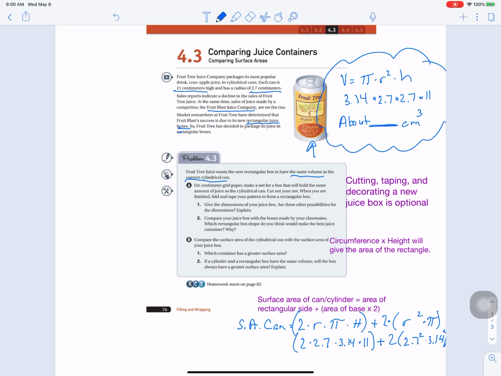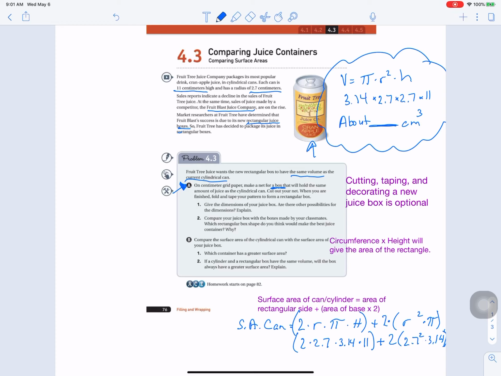Okay, so Fruit Tree Juice wants the new rectangular box to have the same volume as the current cylindrical can. So I talked about that. Part A says on centimeter grid paper, which I'll have on Seesaw, make a net for a box. This is a rectangular box that will hold the same amount of juice as a cylindrical can, again within a centimeter cubed. Now, since you probably don't have centimeter grid paper at home, I'm going to leave this next part optional. Cut out your net. When you're finished, fold and tape your pattern to form a rectangular box.